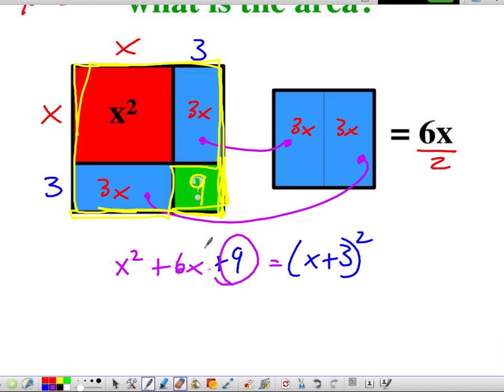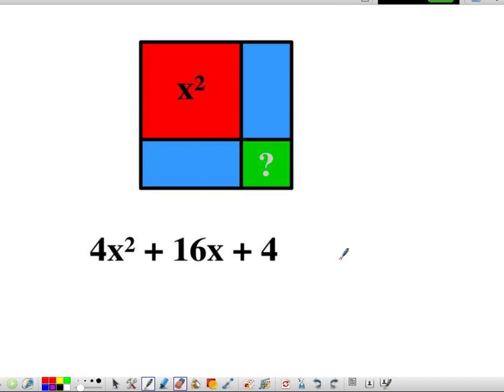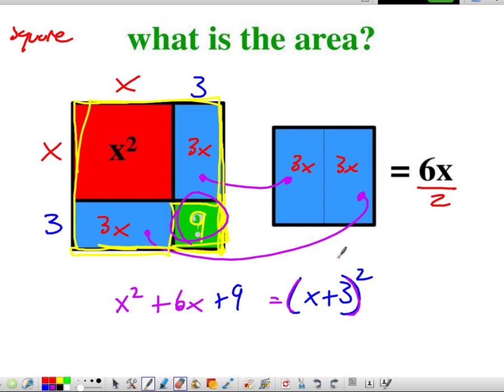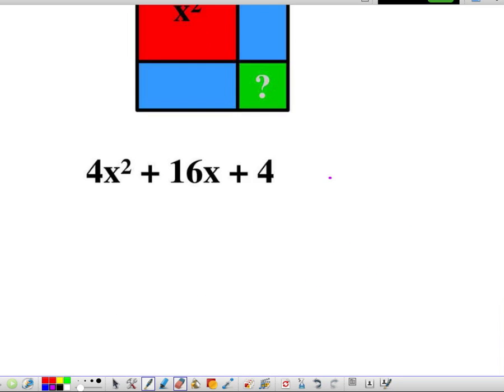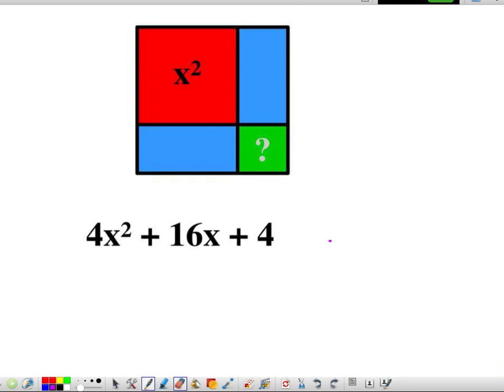How do you find this number? How do you find the area of this shape right there to complete the square, and then write the rest of the expression? So, first thing, what you want to do is take a look at this example here.